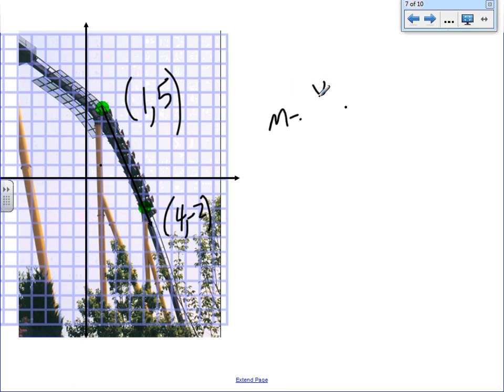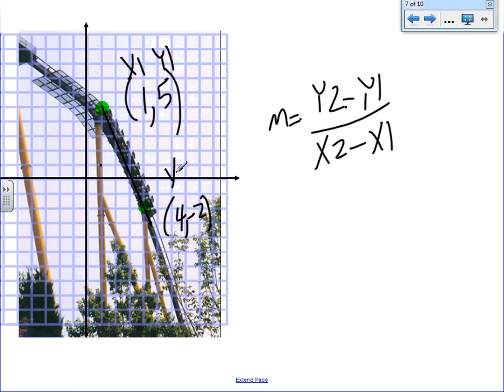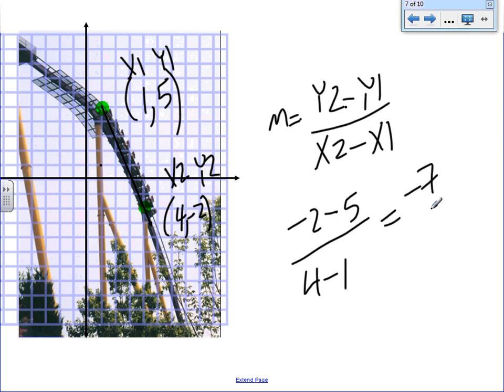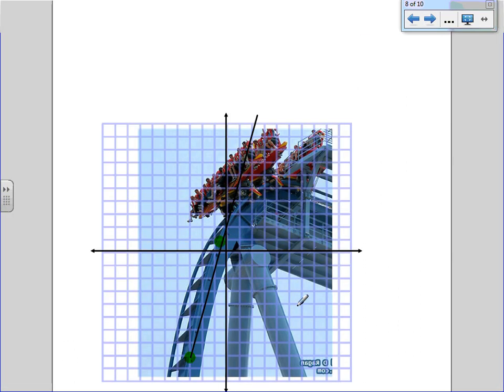And see, I know this formula, but I write it every single time because it's easier for me to just have it there so I don't have to go, gee, did I put things in the right place? X1, Y1, X2, Y2. Pick out the 1, negative 2 minus 5 over 4 minus 1. Do the math. Negative 7 over 3. Done. Okay.